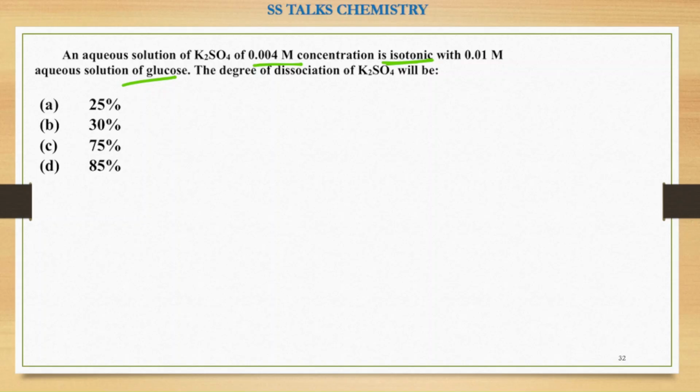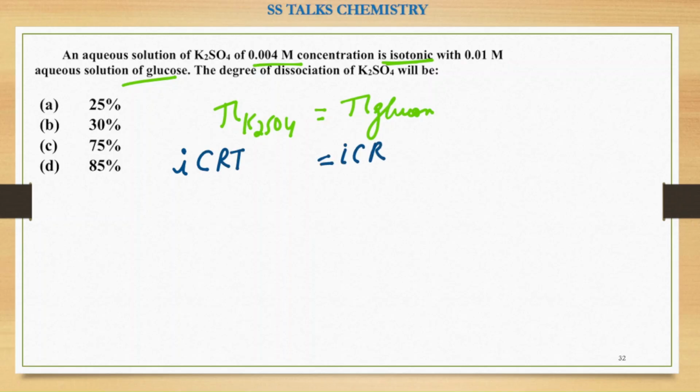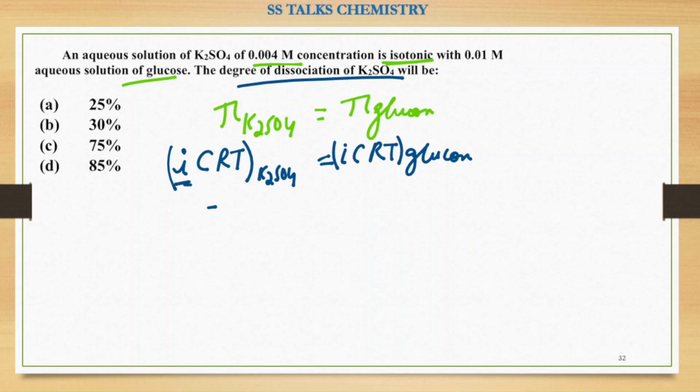So again, isotonic means same osmotic pressure, same concepts are being used over here also. So osmotic pressure of K2SO4 is equal to the osmotic pressure of glucose. Now osmotic pressure we know is iCRT, right? And here also it's going to be iCRT. This is for the glucose, and this is for the K2SO4. We need to find the degree of dissociation of K2SO4. For that we need this i value over here.